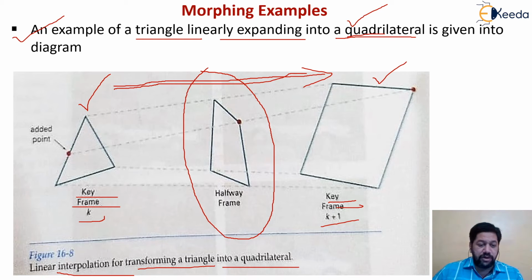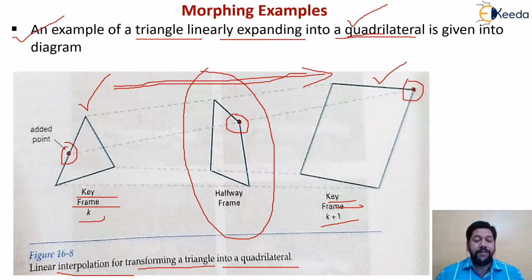Suppose I consider this as one of the points. I'm adding one more point over here, and now I'm moving this point, so the point will come here in between, and then this point reaches this stage in the last frame. I keep stretching this point, so in between the point comes here, again I stretch, the point comes here. Now you can find that if I keep stretching this point, the triangle is converted from 3 vertices into the quadrilateral. This is the process that we have to show with the help of morphing.